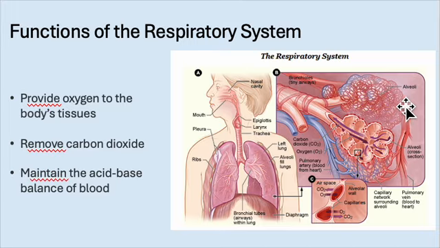It's here that oxygen is going to move from the alveoli and from the air that we inhaled into capillaries that are found surrounding the alveoli. And this is how oxygen moves into the bloodstream. That blood is then mobilized throughout the body, and the oxygen is delivered to our tissues. The respiratory system is also involved in maintaining acid-base balance of the blood through regulating carbon dioxide levels.